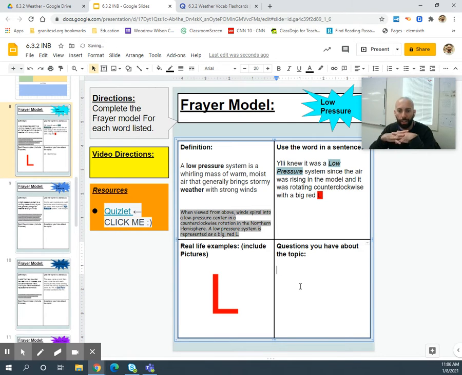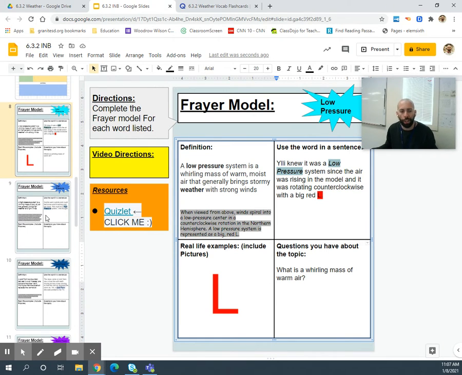So I'm going to look at this and let's think of one. So a low pressure system is a whirling mass of warm, moist air that generally brings stormy weather with strong winds. So immediately I'm kind of interested in this whirling mass of warm air, right? I don't know what that is. So I'm just going to say, what is a whirling mass of warm air? I have no idea, okay? And guess what? That question had nothing to do with the actual word low pressure. It just had to do with the definition, and that is perfectly fine. If you do that, that works for me, okay?